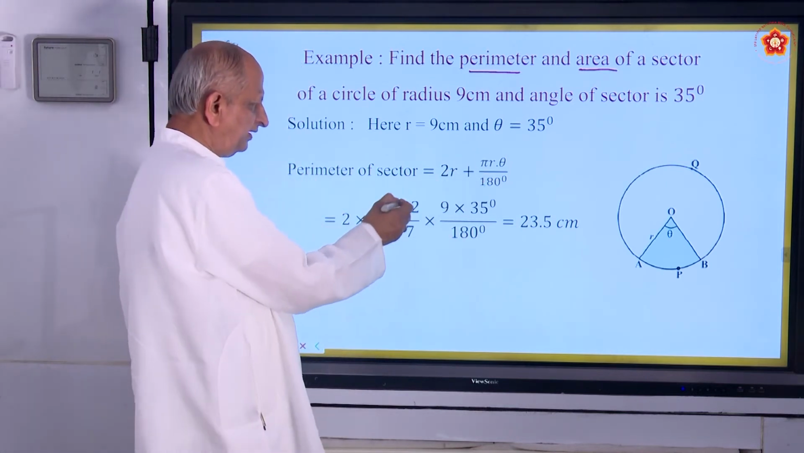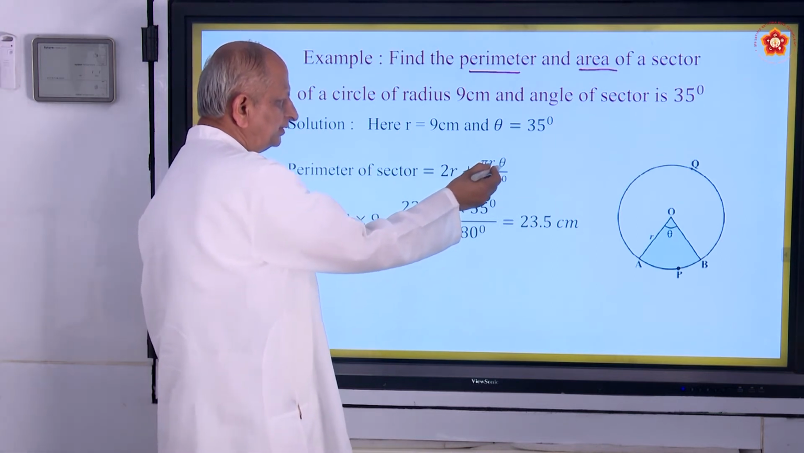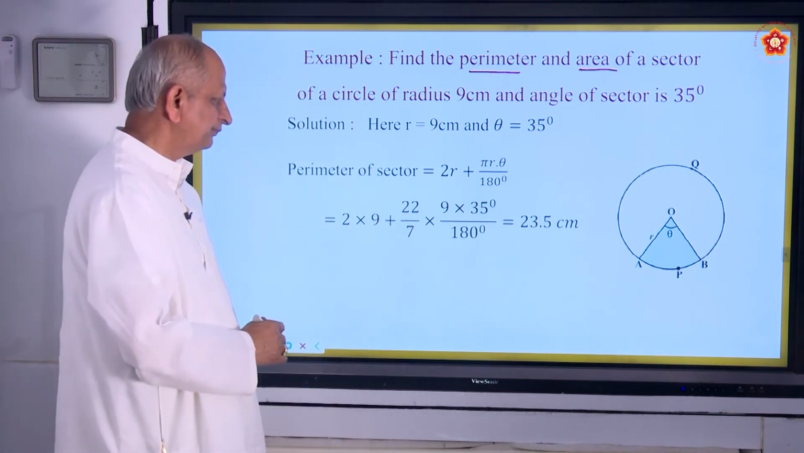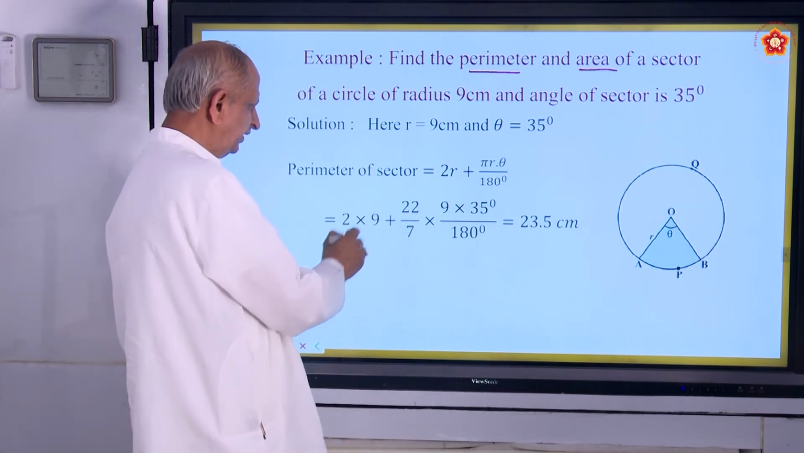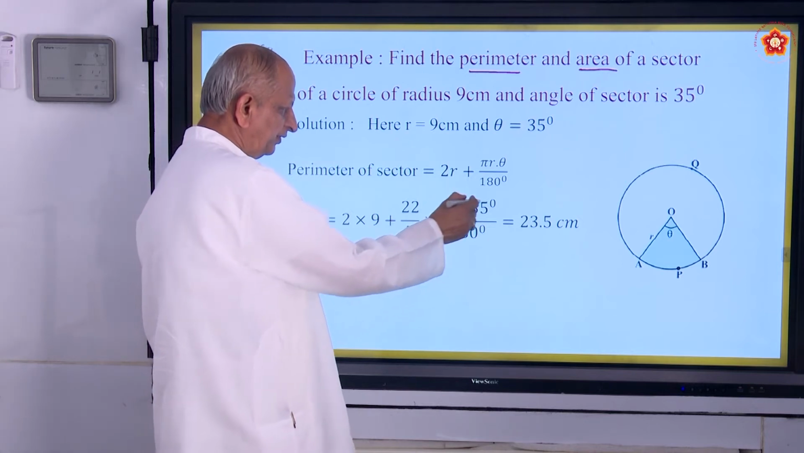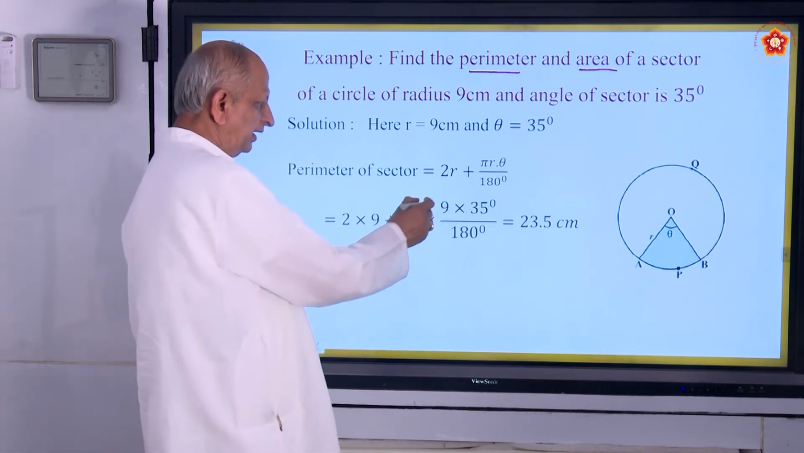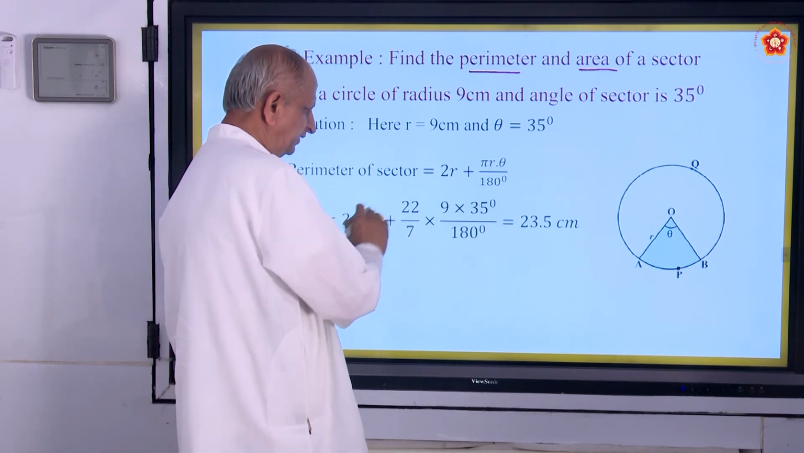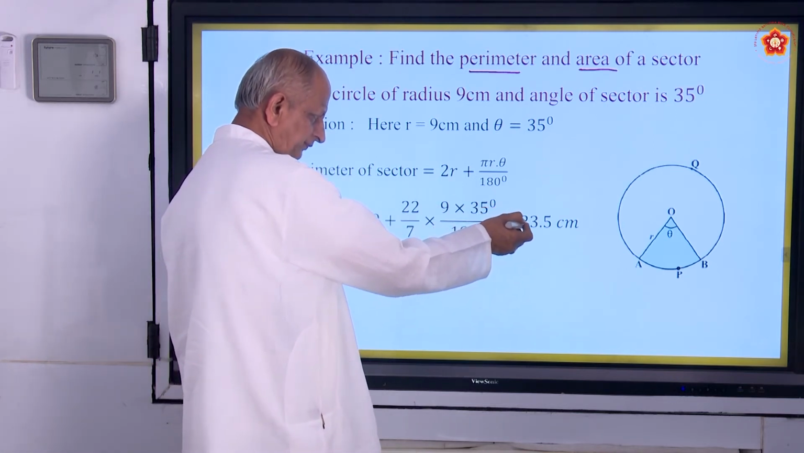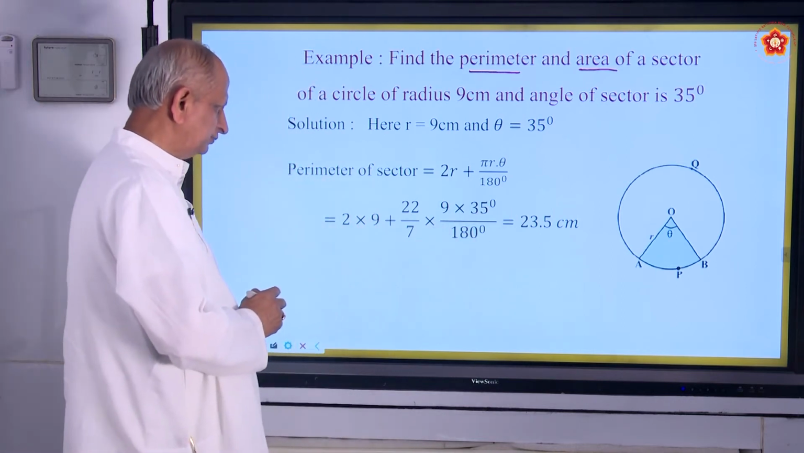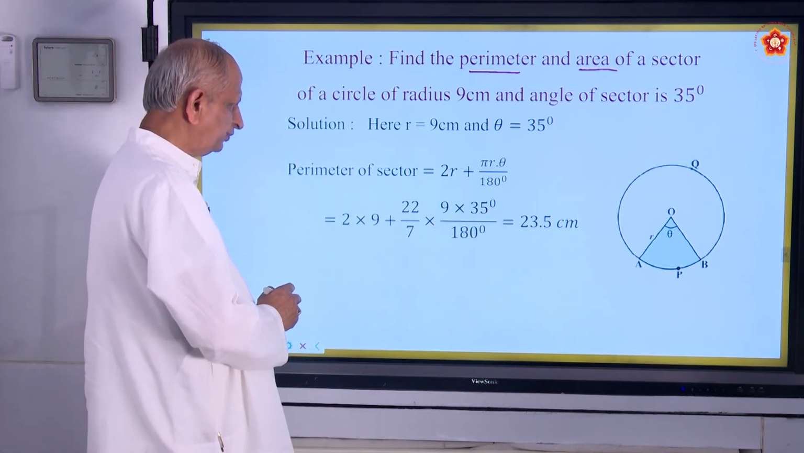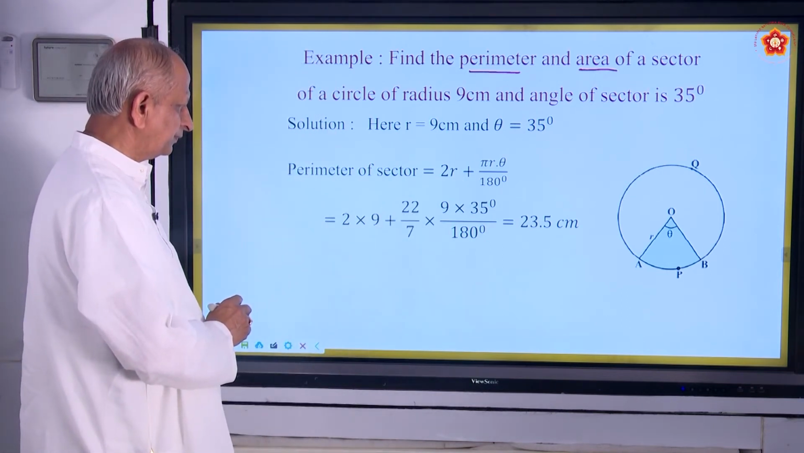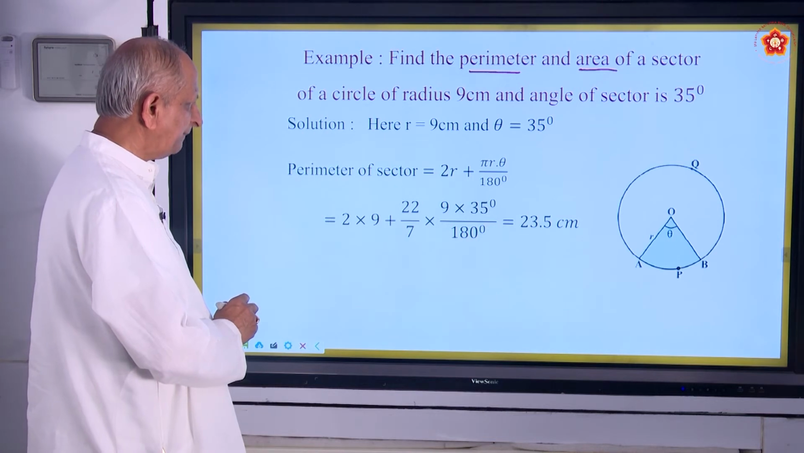Pi is 22 by 7, r is 9, theta is 35 degrees, so 35 by 180. 2 into 9 is 18, and on cancelling, 7 ones are 7, 5 fives are 25, 9 ones are 9, 20 nines are 180, 5 ones are 5, 4 fives are 20. So you get 18 plus 5.5, which becomes 23.5. Is it not? So that is the perimeter of the sector.